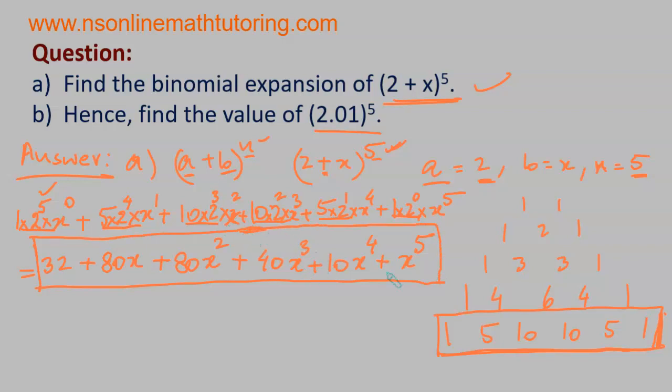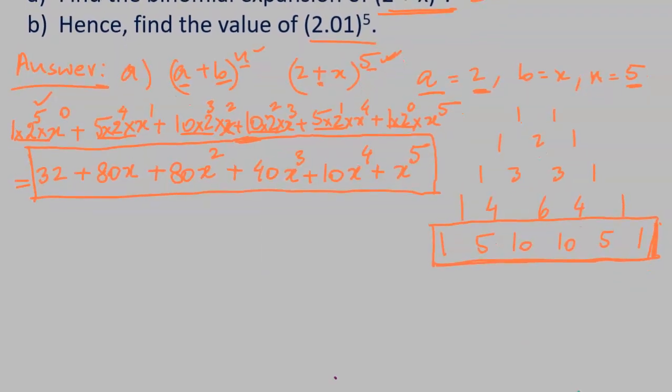Now coming to the subpart B, hence find the value of 2.01 to the power of 5. Okay. This is a single number, but we are dealing with a binomial expression, so we have to break this number into two parts, and those two parts should be connected by this plus sign.